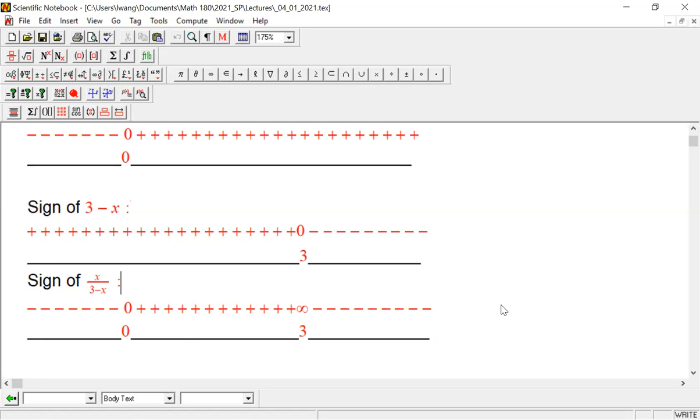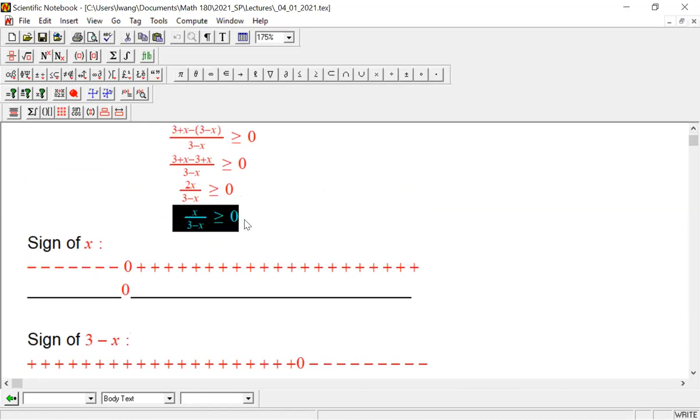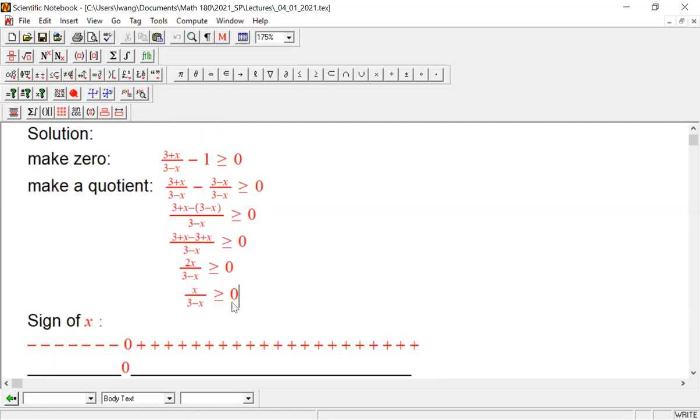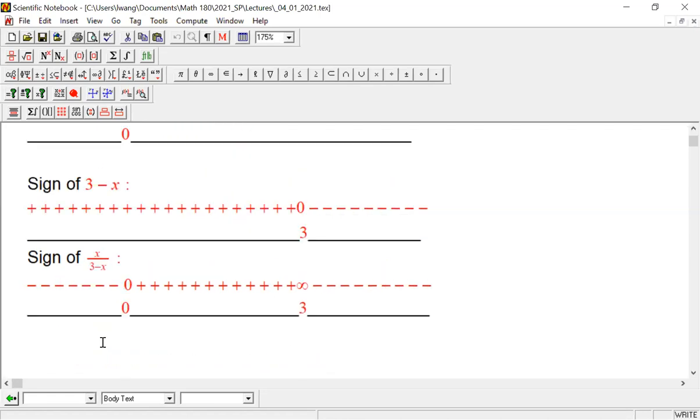Okay, so now, what is the inequality we are solving? Right here. Okay, we want that quotient to be greater than 0 or equal to 0. So you have to guarantee all of these steps are right, really. Otherwise, you're going to be making big mistakes, right? Because this is the inequality we're solving for, you want the quotient to be greater than or equal to 0.